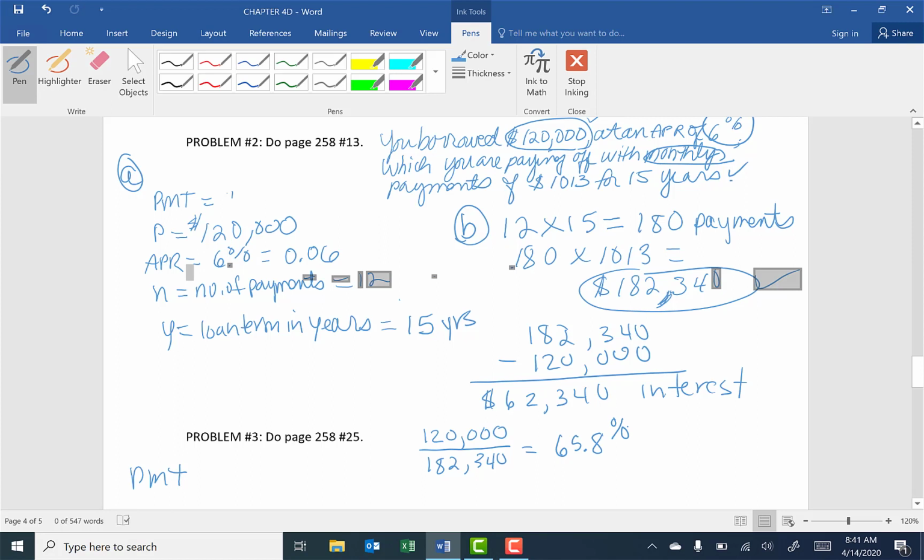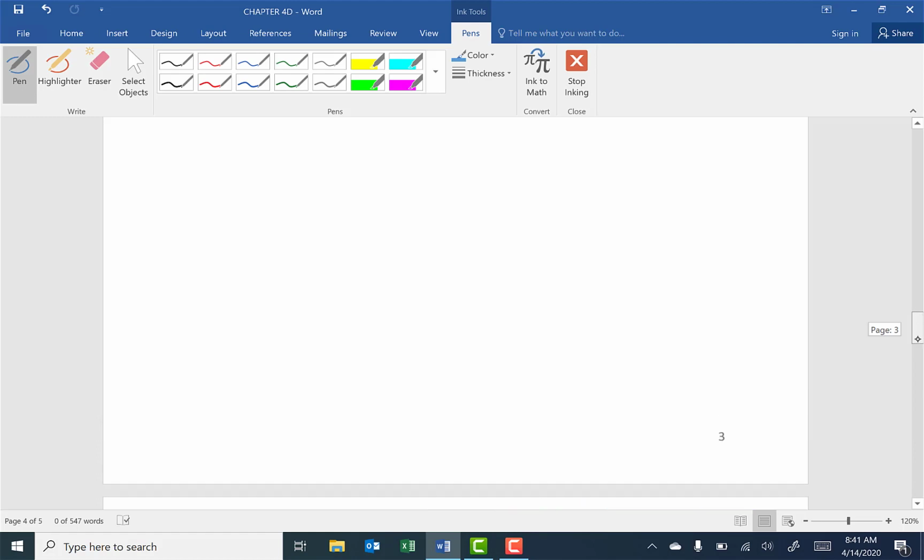So 65.8% of what we're paying back is going to the principal. Okay, so 65% of what we're paying back does go towards our principal. Now, how do we figure out what we're paying back in interest?